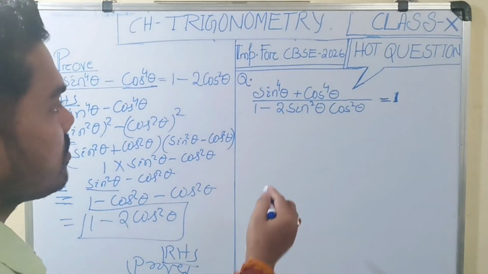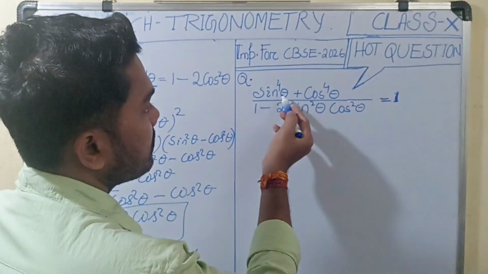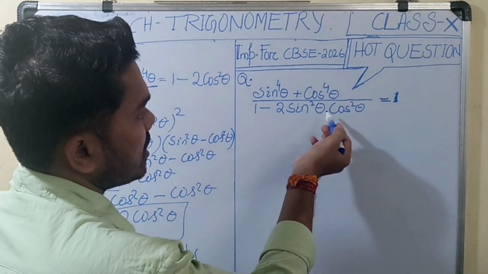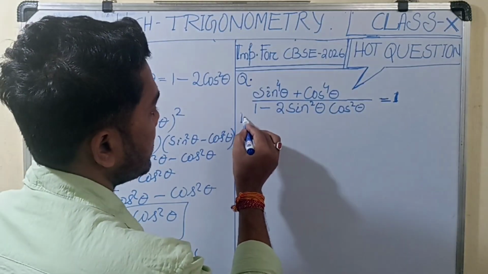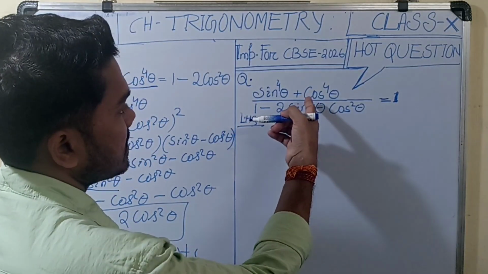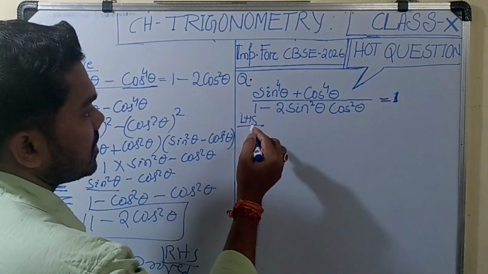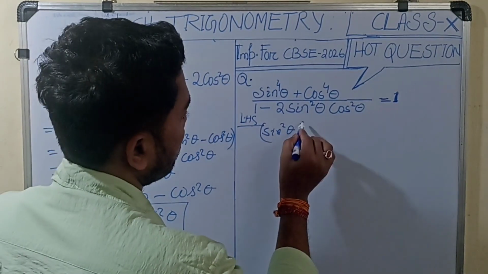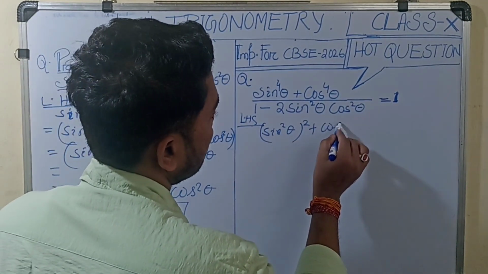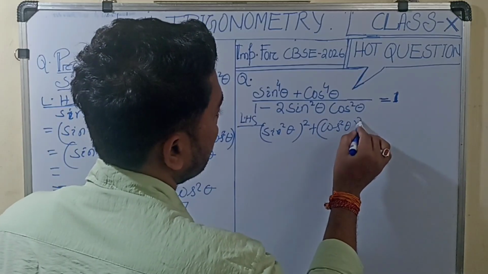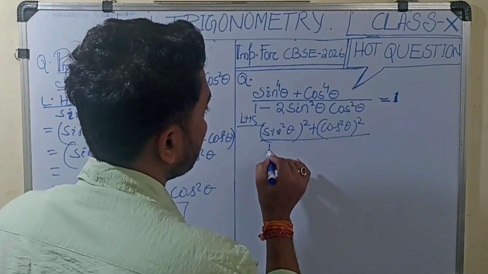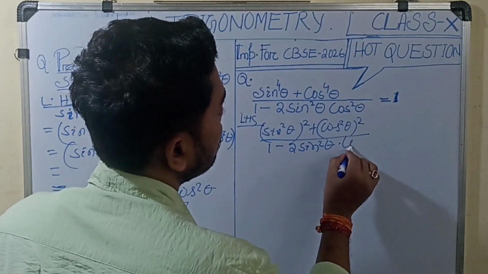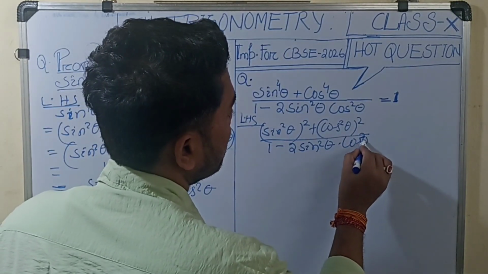Okay, next, second question, students. The second question is: sin to the power 4 theta plus cos to the power 4 theta divided by 1 minus 2 sin square theta into cos square theta. So take the LHS first. You can write this as (sin square theta) whole square plus (cos square theta) whole square, divided by 1 minus 2 sin square theta into cos square theta.